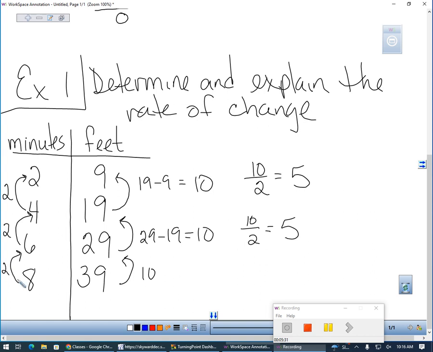So my rate of change is 5, but now I got to explain what it means, right? When I said the change in y, that meant the top was feet, and then divided by the change in x, the bottom was minutes. So technically this 5 represents 5 over 1, or 5 feet per minute. So that's what we're going to say. We're going to say 5 feet per 1 minute.